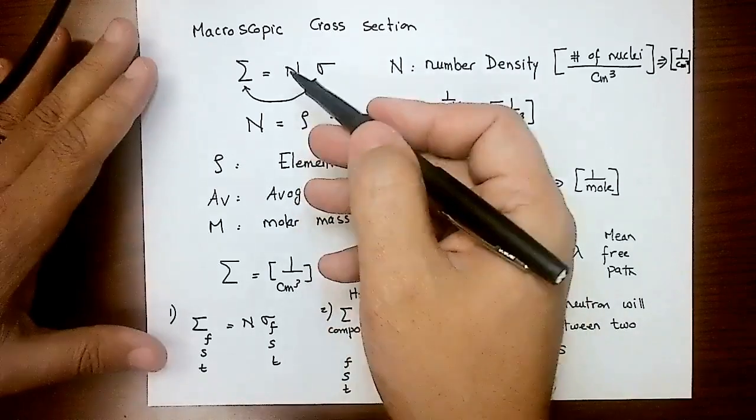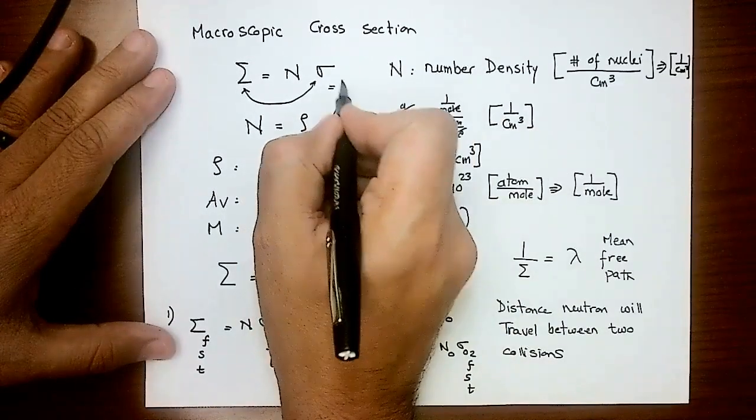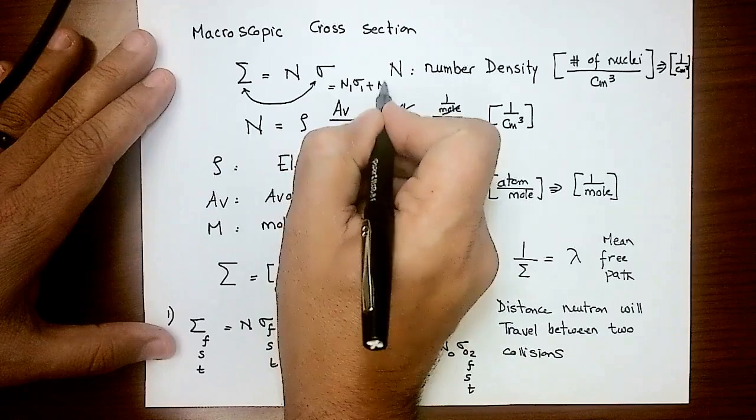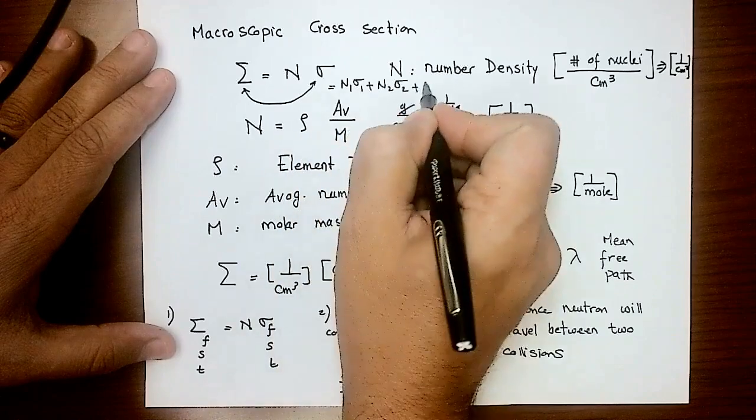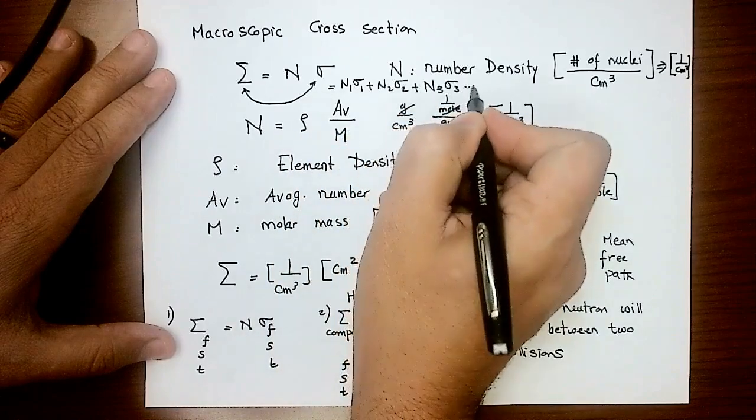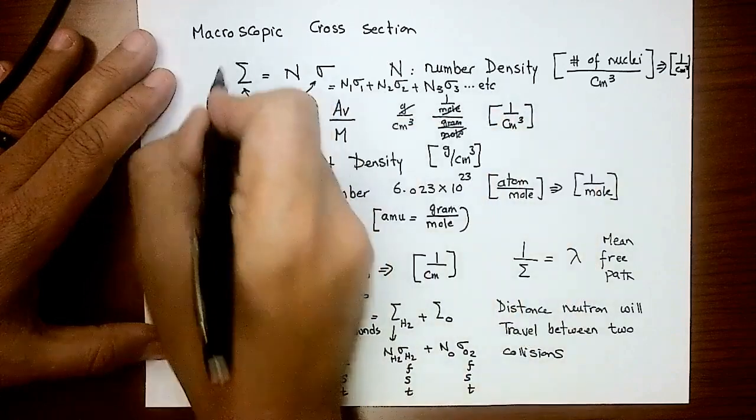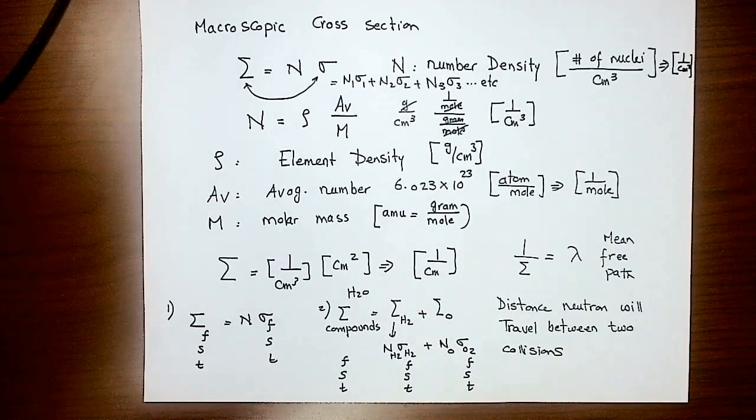So I can write that big sigma as a combination of N1 sigma 1 plus N2 sigma 2 plus N3 sigma 3 and so on, depending on how many components you have for that compound. So that's the microscopic and macroscopic cross section.